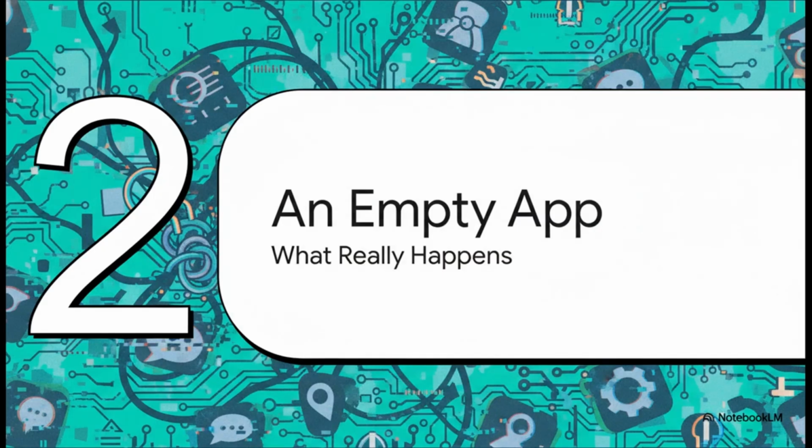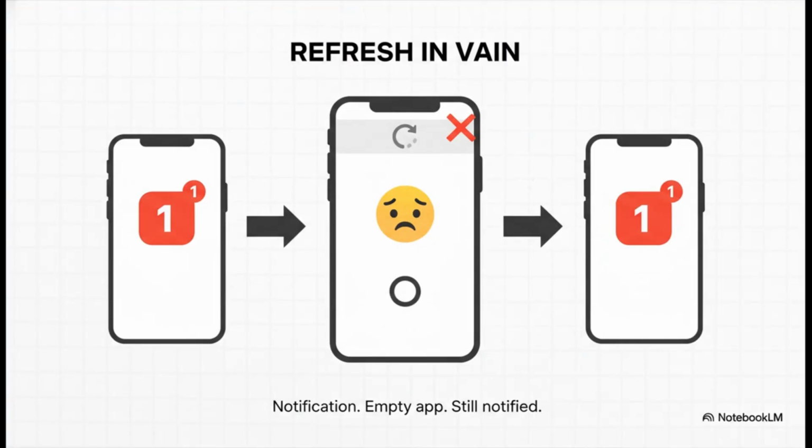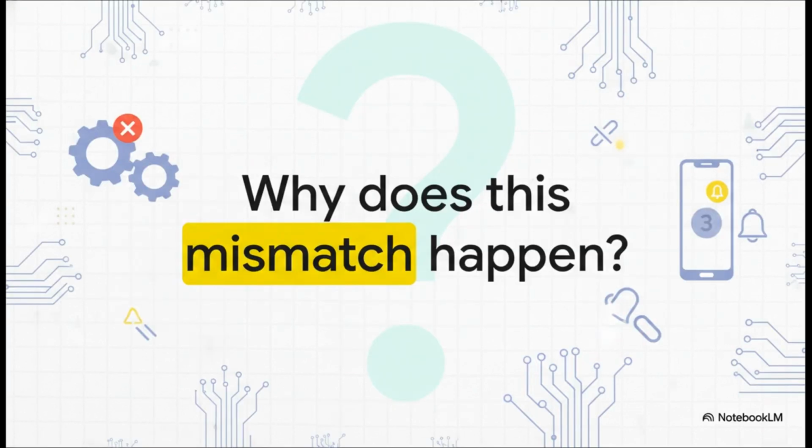But then, reality hits, and it's not what you expected. You're just staring at the same old screen. There's nothing new. So what do you do? You pull down to refresh. Maybe you even kill the app and open it again. But still nothing. That update you were promised, it's just gone. It feels completely broken. So, what gives? Why is there this disconnect?